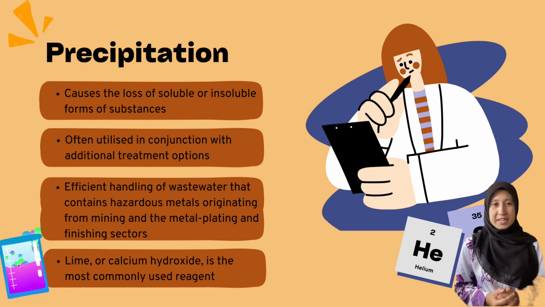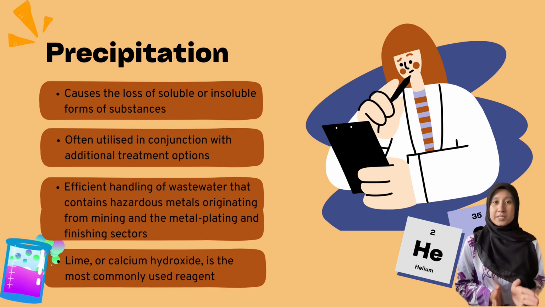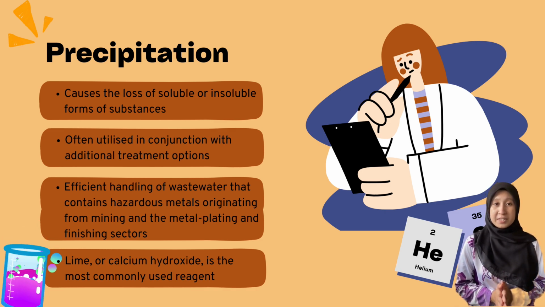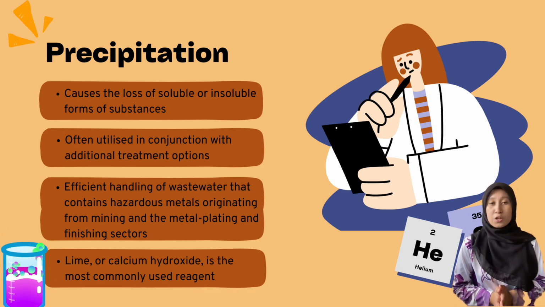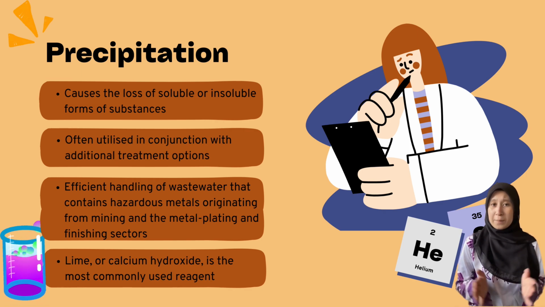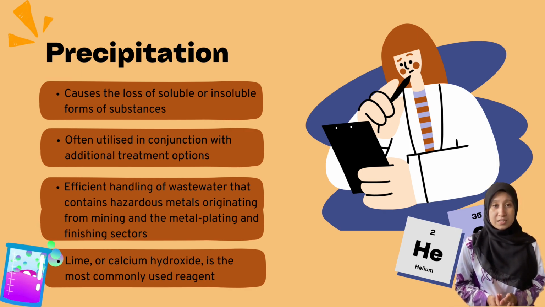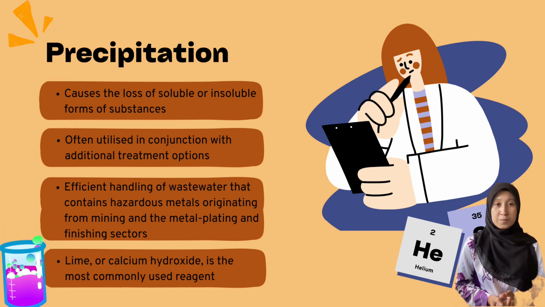I will be discussing a critical method in the chemical treatment of hazardous waste, known as precipitation. This method is highly effective in treating wastewater containing hazardous metals, commonly found in industries such as mining and metal plating. What is chemical precipitation? Chemical precipitation is a process that causes the loss of soluble forms of substances from a solution.